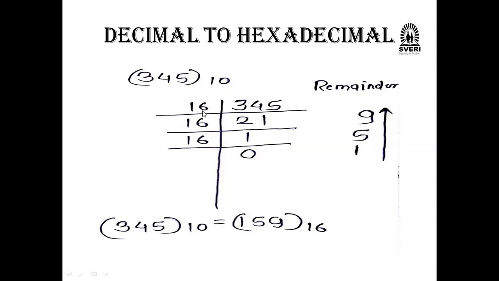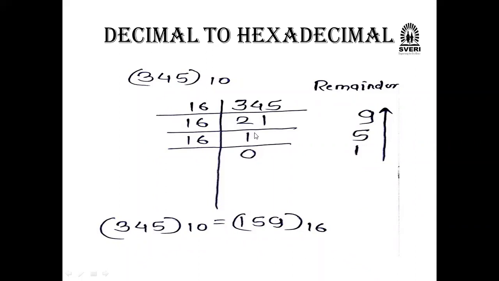So for 345 we have to use the divide-by-16 system. 16 into how much will get the nearer value? That is 21. 16 into 21, how much is it? 336. So 345 minus 336, how much remainder is left? 9. 9 is the remainder left, so I will write this as 9.